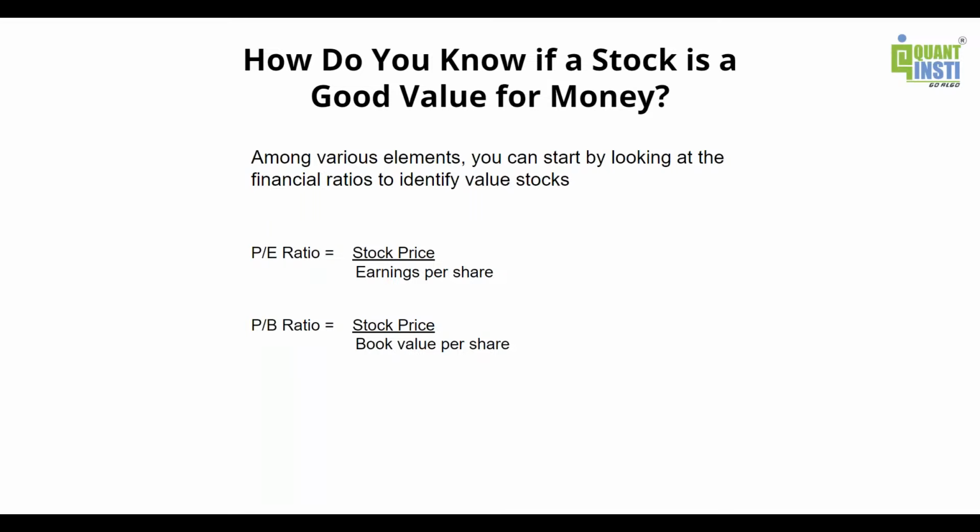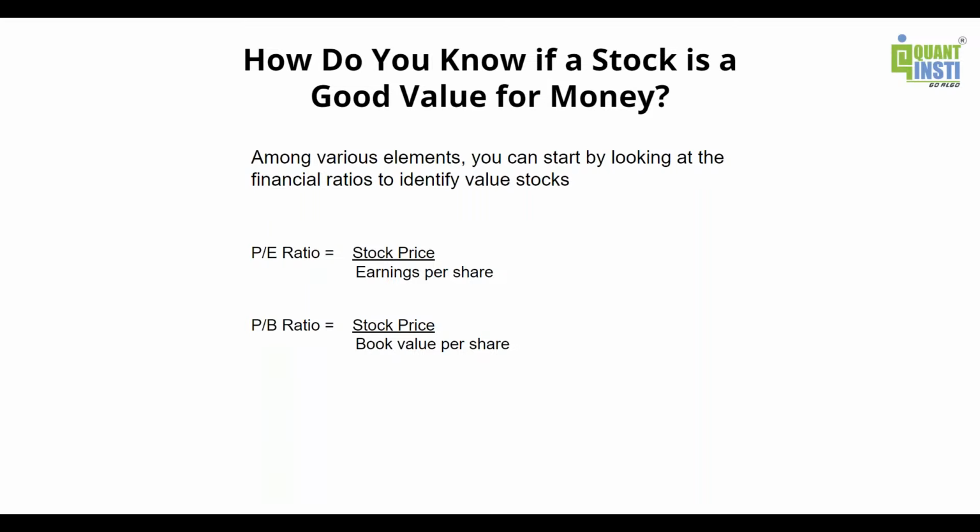In a similar manner, the price to book ratio or P to B ratio is the stock price upon the book value per share. Now, to make sure that this session doesn't go for multiple hours, I'm not going to go into detail of how these ratios are calculated, but this is the formula for them. And you can calculate them using the data retrieved from financial statements, which are released by listed companies.